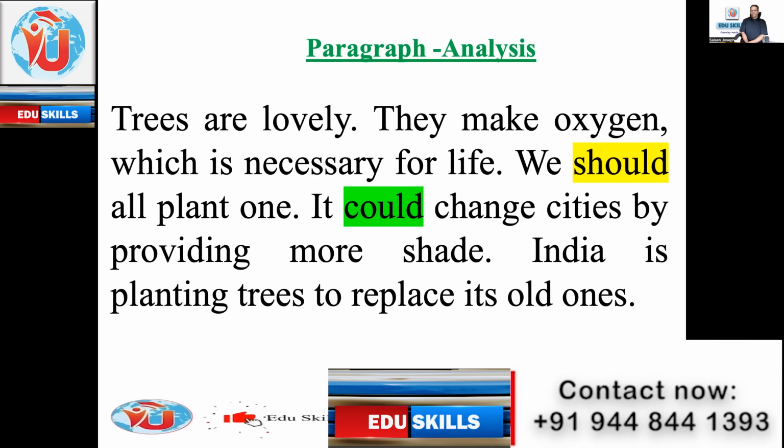Yeah. So should means you should all plant one tree each. Is it mandatory? You can respond. Anyone can respond, no problem. So the modal verb, is it mandatory? Suggestion. It is a suggestion. So are they going to punish those who don't plant one sapling each every day? No, they will not punish. It's only a suggestion. It could change is speculation about the future.